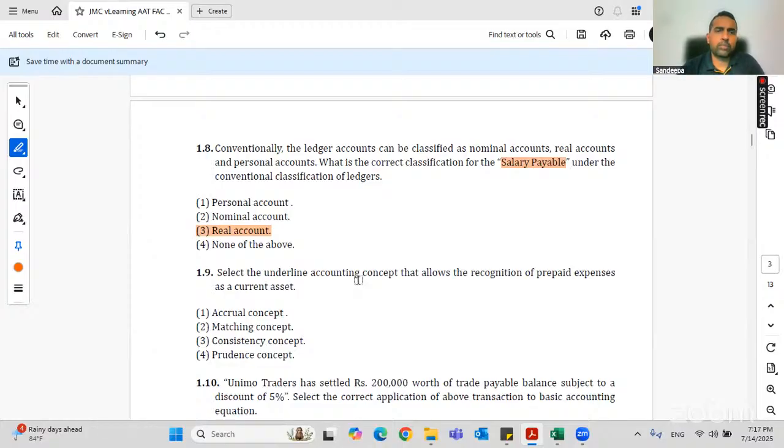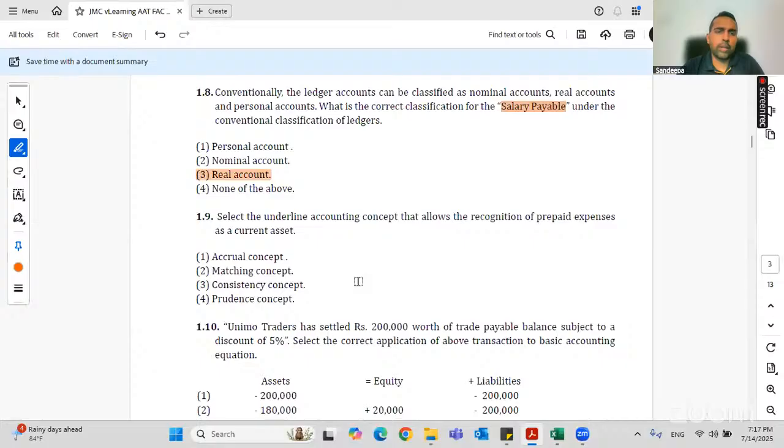Right. We look at 1.9. Select the underlying accounting concept that allows the recognition of prepaid expenses as a current asset. Kids, you know that debtor, creditor, accrued expense, prepaid expense, accrued income, income received in advance. All these 6 items are recognized due to the accrual concept. Sorry, not the matching concept, the accrual concept.